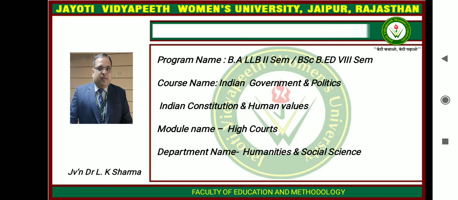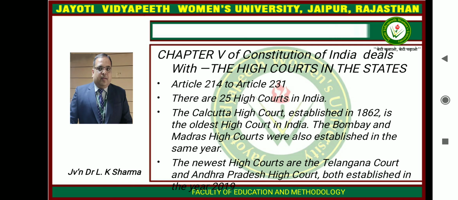Today our topic is High Courts. Chapter 5th of the Constitution of India deals with the High Courts in the states, Article 214 to Article 231. There are 25 High Courts in India.